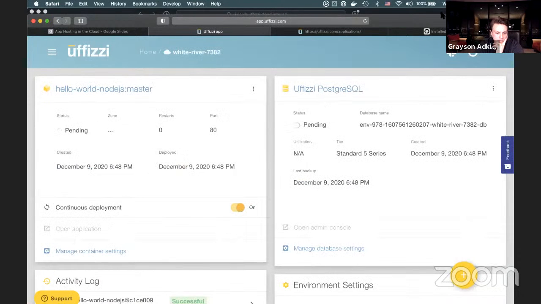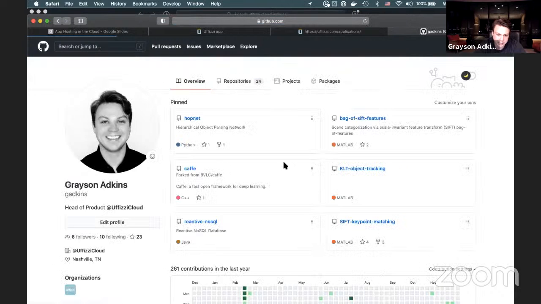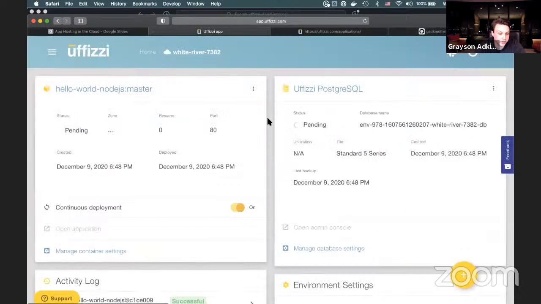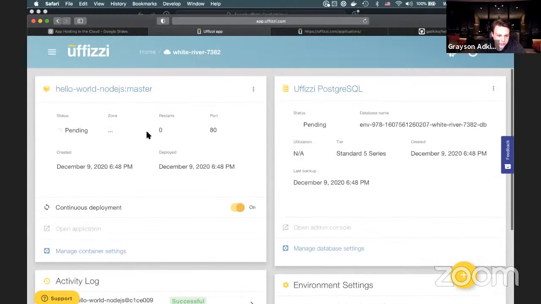Yeah, and it should take a couple minutes. The other thing is that you can turn continuous deployments on and off. We've got them on, as we showed. So this will allow me to push an update to my repo here. You'll see every time a new commit comes in on my master branch, you'll see it being redeployed here within Uffizzi. So it's finally finished building. It looks like it was successful, which is good. And then we'll just wait here a second, and it should be up and running and ready to go.